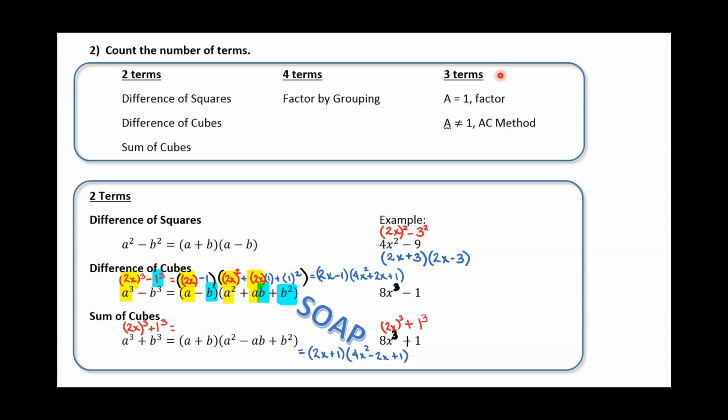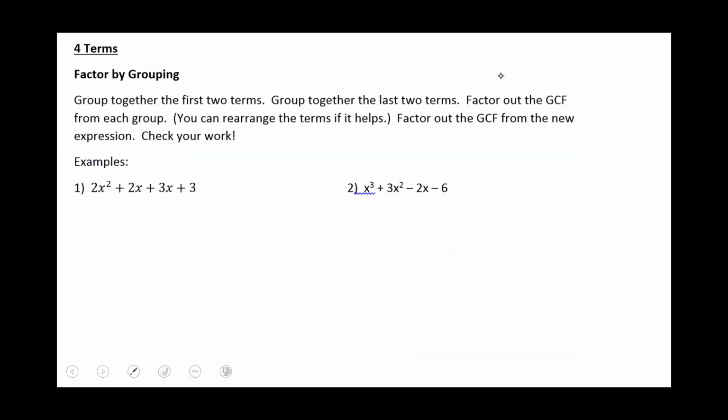All right, so let's start with four terms with factoring by grouping. So what you want to do is group your first two terms together and group your last two terms together. Be sure that you include the sign of the third term when you're doing your grouping. Put it inside your parentheses.